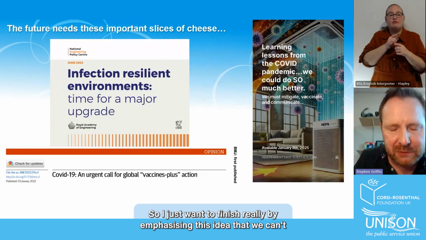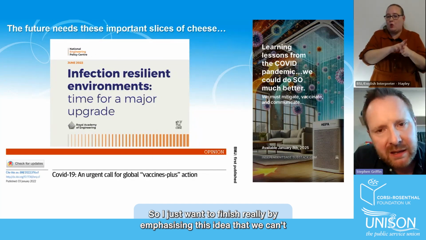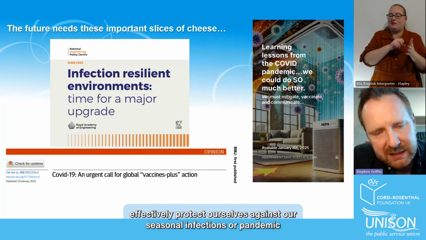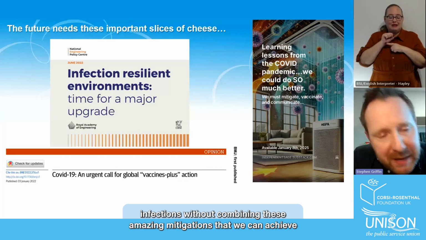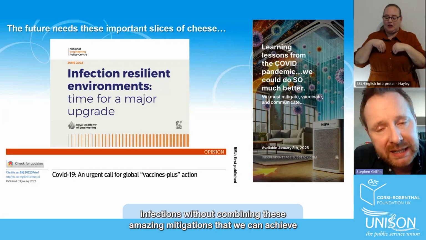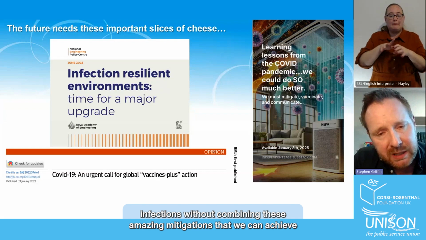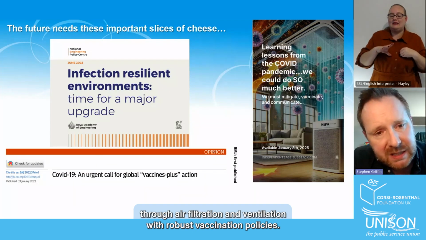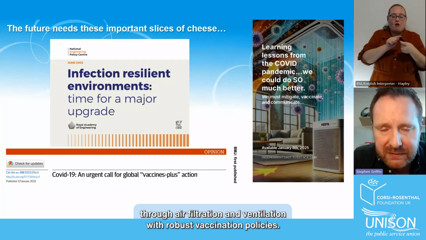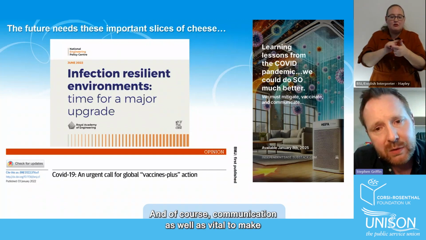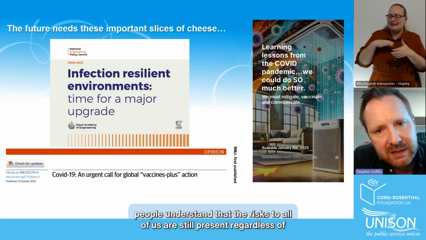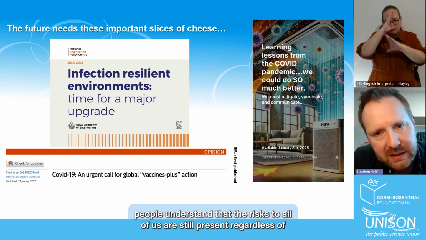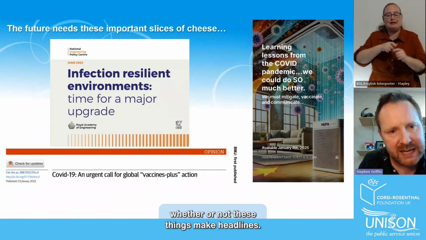So I just want to finish really by emphasizing this idea that we can't effectively protect ourselves against our seasonal infections or pandemic infections without combining these amazing mitigations that we can achieve through air filtration and ventilation with robust vaccination policies. And of course, communication as well is vital to make people understand that the risks to all of us are still present, regardless of whether or not these things make headlines.